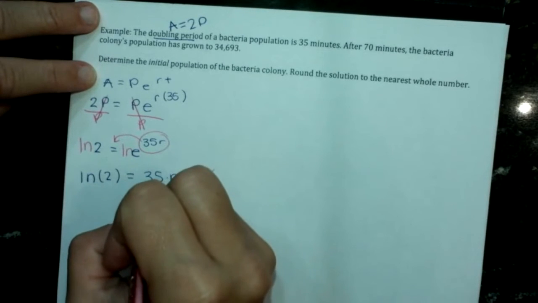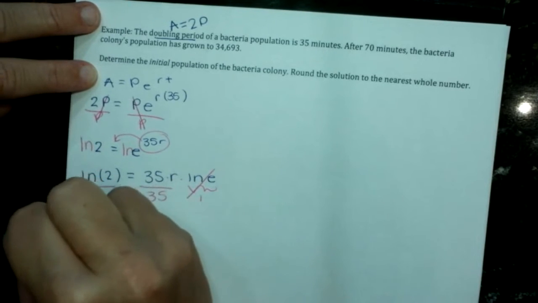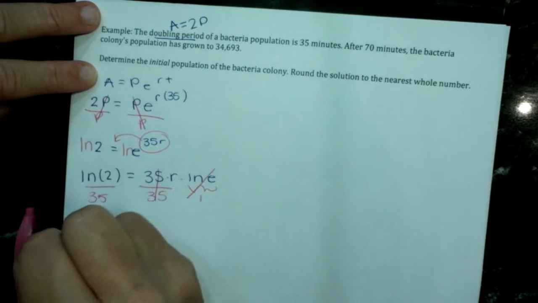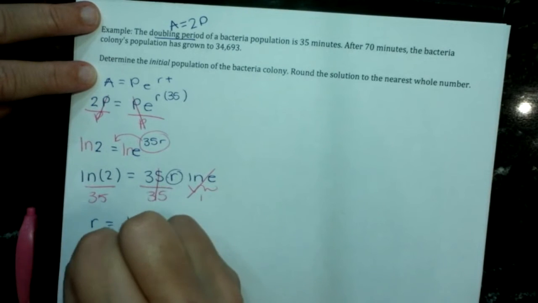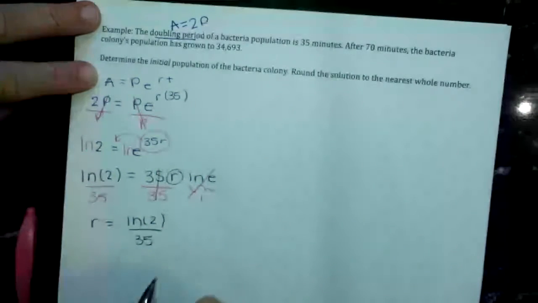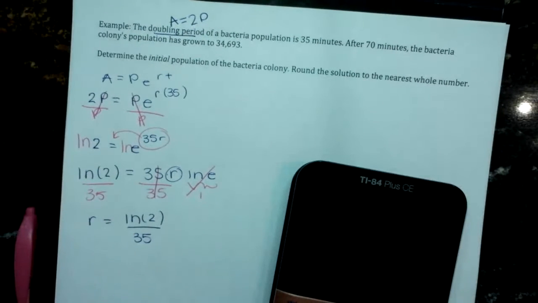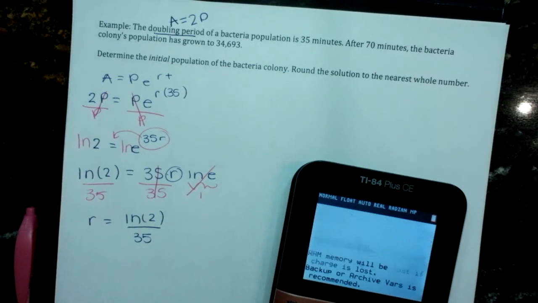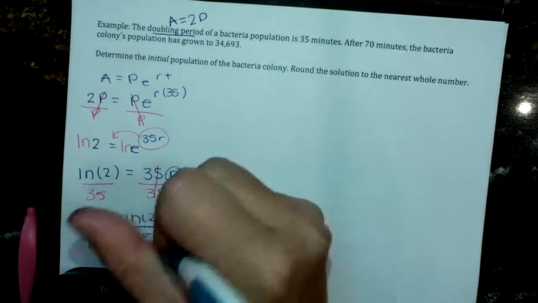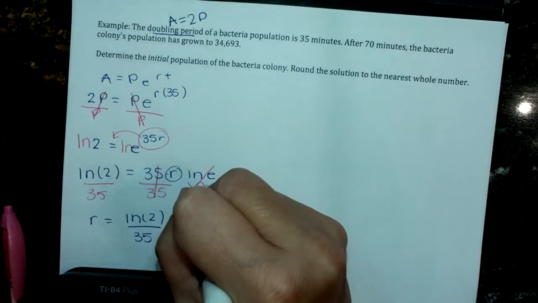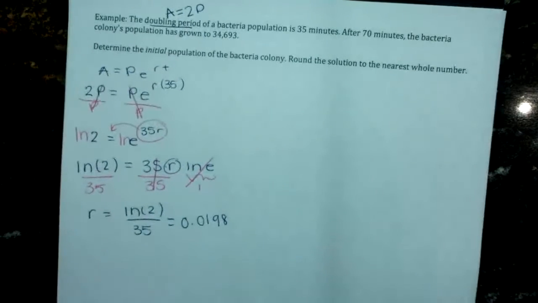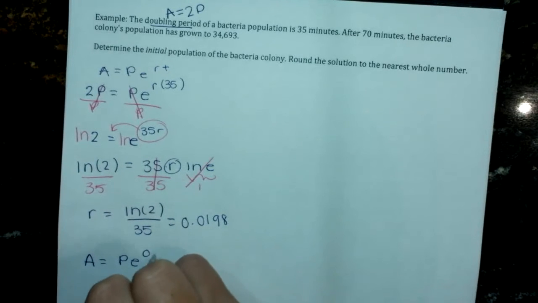We're trying to get R by itself, so we can divide both sides by 35. That would just cancel. So our rate, R by itself, is the natural log of 2 divided by 35. Natural log of 2 divided by 35, and that will give us 0.0198. So plugging this back in, now we know that A equals P E to our rate, which is 0.0198 times T.